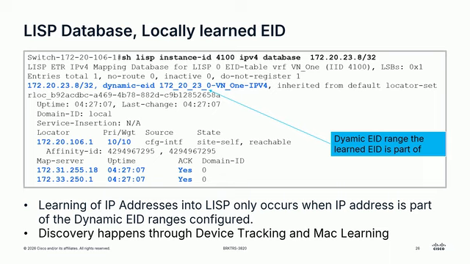Not MAC learning, it's just normal on the switches. And then there's no dynamic EID range because every MAC address should be able to be learned because there's no MAC ranges that you can define.